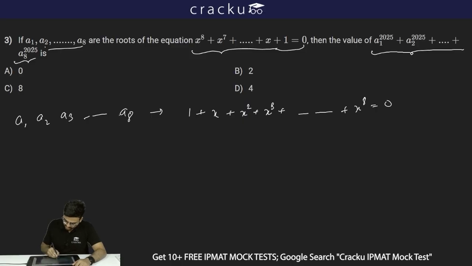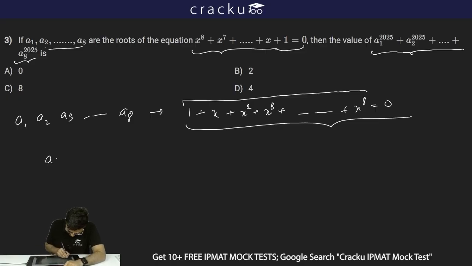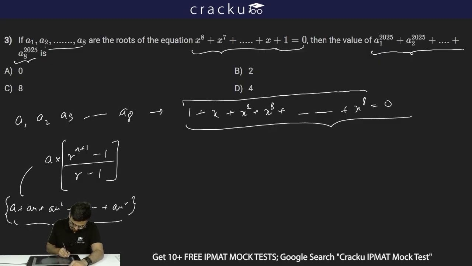So let's simplify this polynomial equation first. It is given that 1 plus x plus x square plus x cube up till x to the power 8 is equal to 0. Now what is this? This is a geometric progression, so I can write the sum as a into r to the power n plus 1 minus 1 upon r minus 1. If I have terms like a plus ar plus ar square up till ar to the power n, there we have n plus 1 terms. So the sum will be equal to a into r to the power n plus 1 minus 1 upon r minus 1.